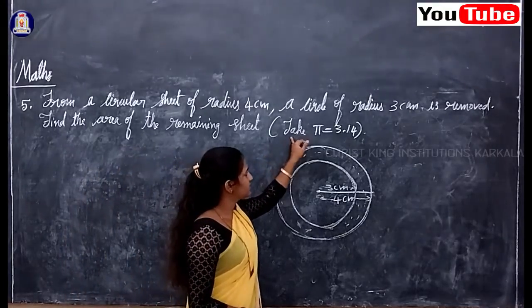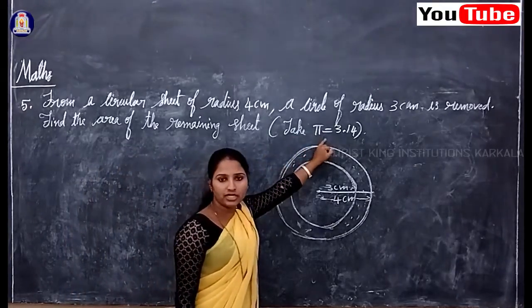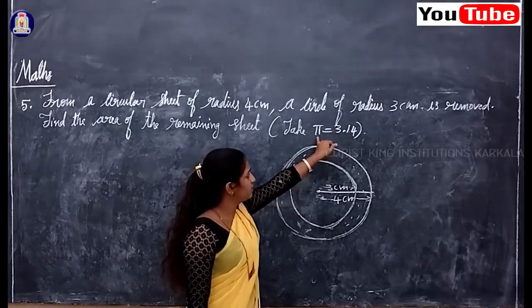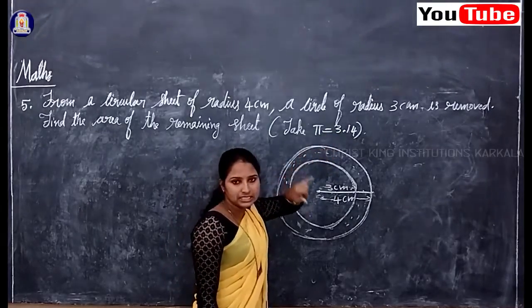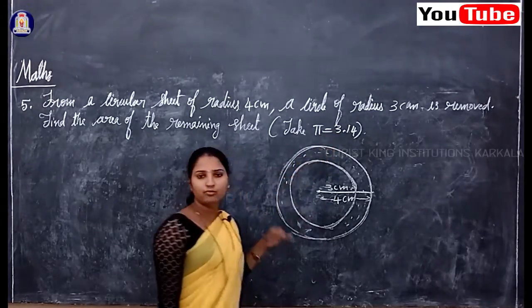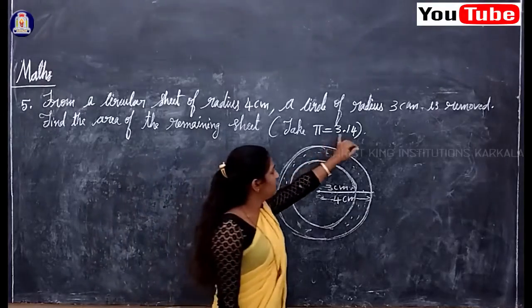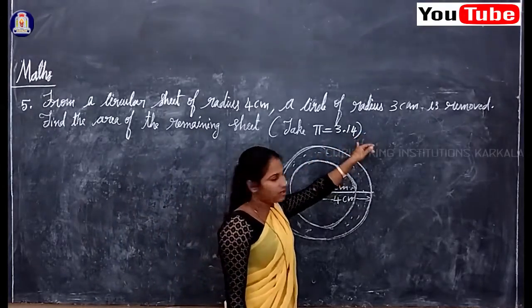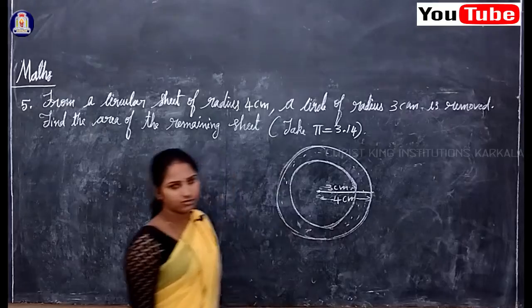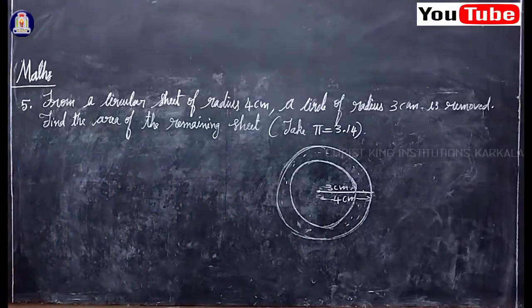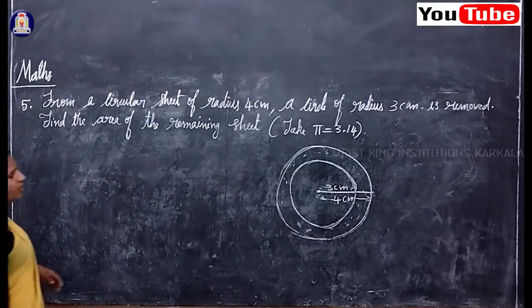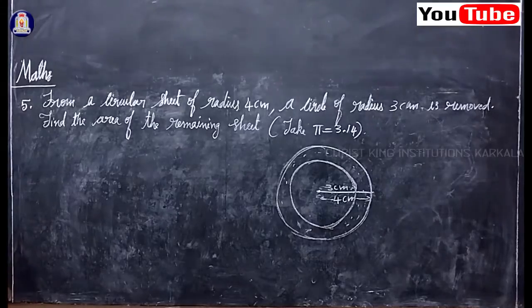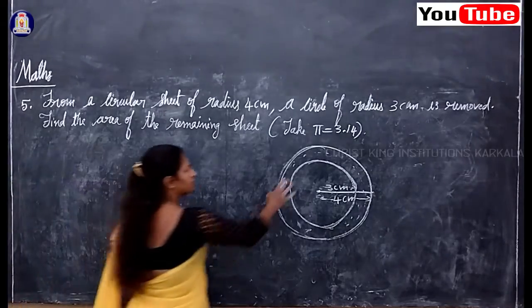In the bracket it is given pi is equal to 3.14. Sometimes we will get the pi value as 22 by 7. If you divide 22 by 7, the answer will be 3.14 continuously. So 3.14 is approximately equal to 22 by 7. Now first you have to find the remaining area of the sheet.